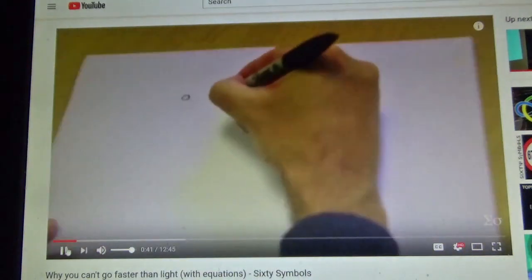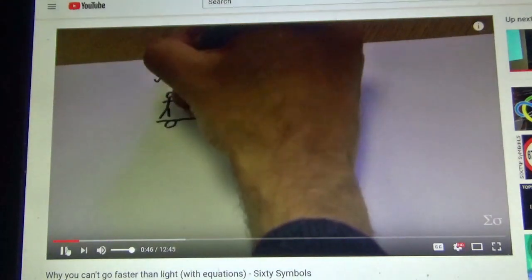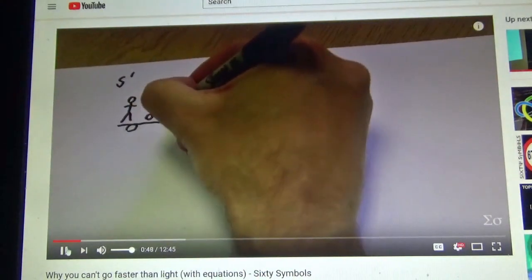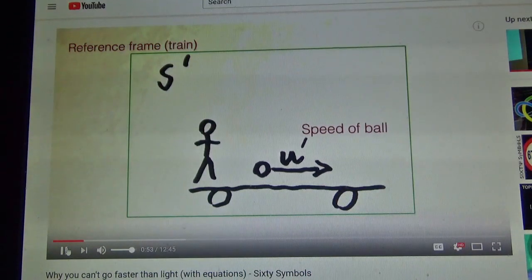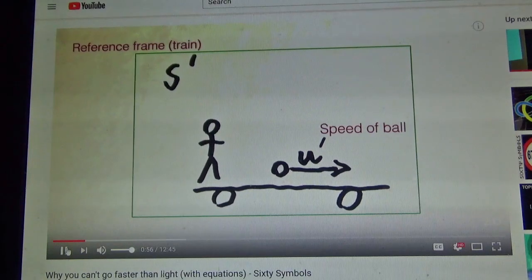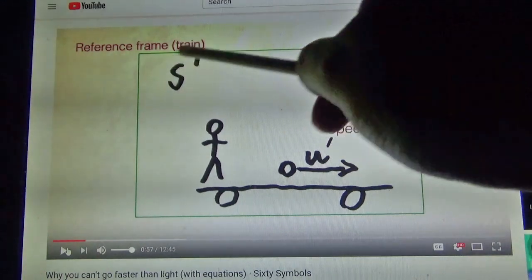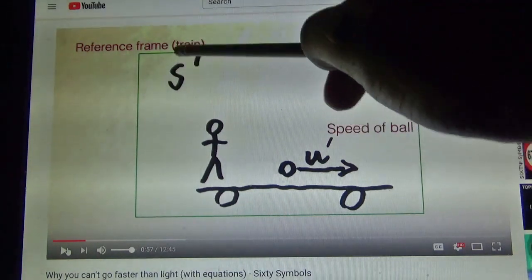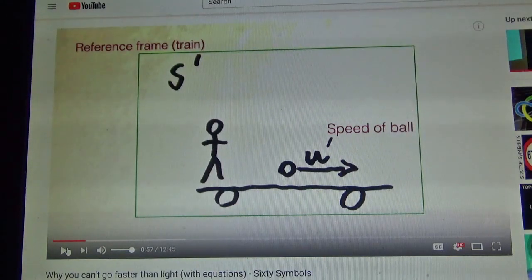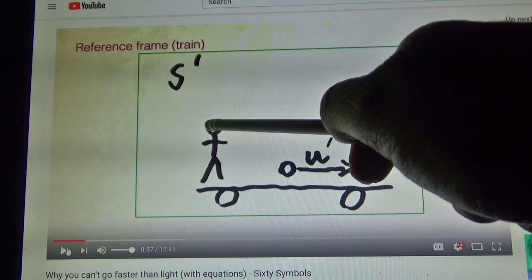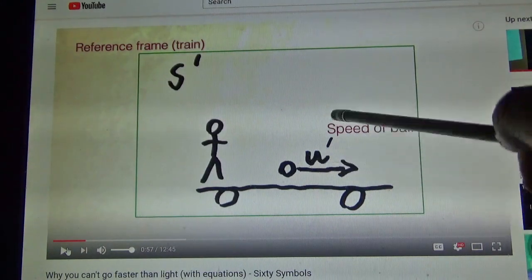And so the classic kind of thought experiment you might do is you've got somebody on a train, and we'll call this reference frame S prime, and they're going to roll a bowling ball along the train at some speed or other, and the train itself is moving, so this whole reference frame. So this is sort of like the reference frame S prime, that dash up there is making it prime, S prime, and it's referring to this person who's having this speed for the ball as U prime.